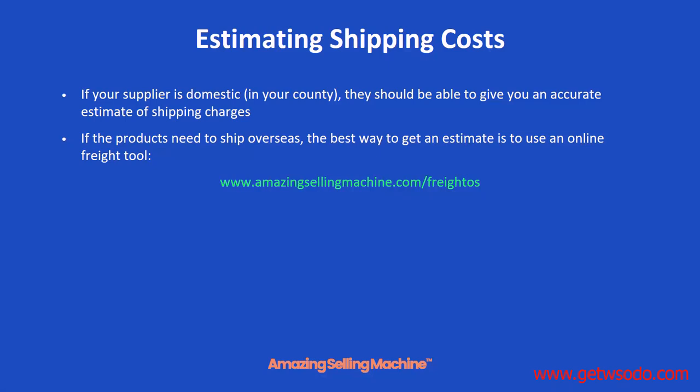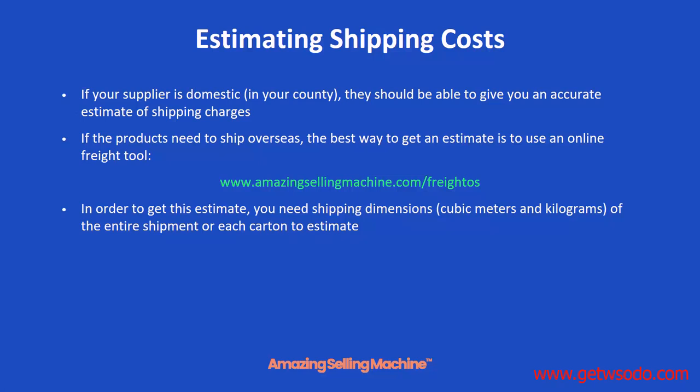And not only can you use this tool for getting estimates on shipping costs, you can actually get real quotes from it that you can use later on once you're finally ready to ship your product. Now, in order to get these estimates, you'll need the shipping dimensions in cubic meters and kilograms of either your entire shipment or of each carton, and your supplier should be giving you that information if you use the supplier contact templates that we asked you to use.